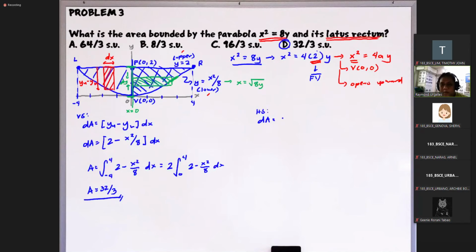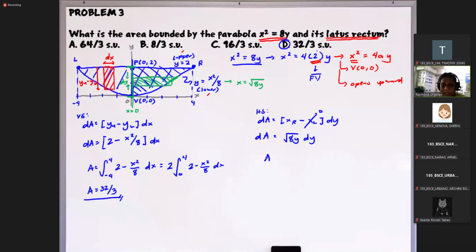Okay? So this is equal to x sa kanan minus x sa kaliwa, then this is dx. Yung x sa kanan is given by square root of 8y. Yung x sa kaliwa naman is given by 0, so this is just 0. Okay? So then this should be dy. So again, this is dA.